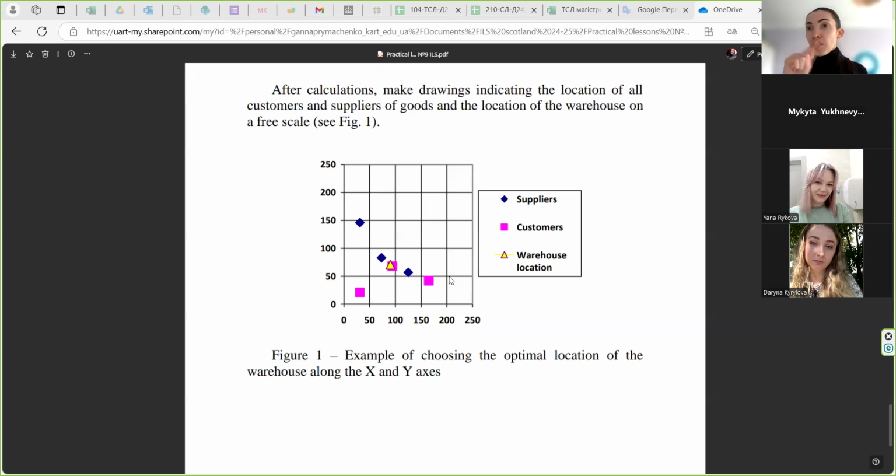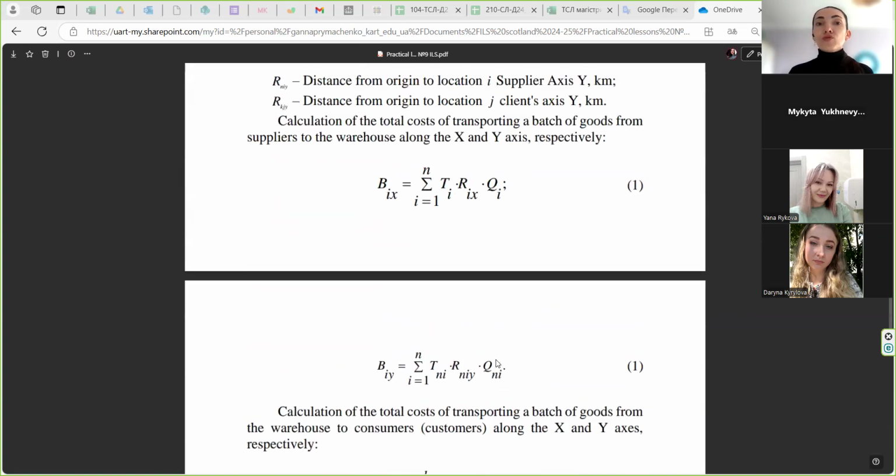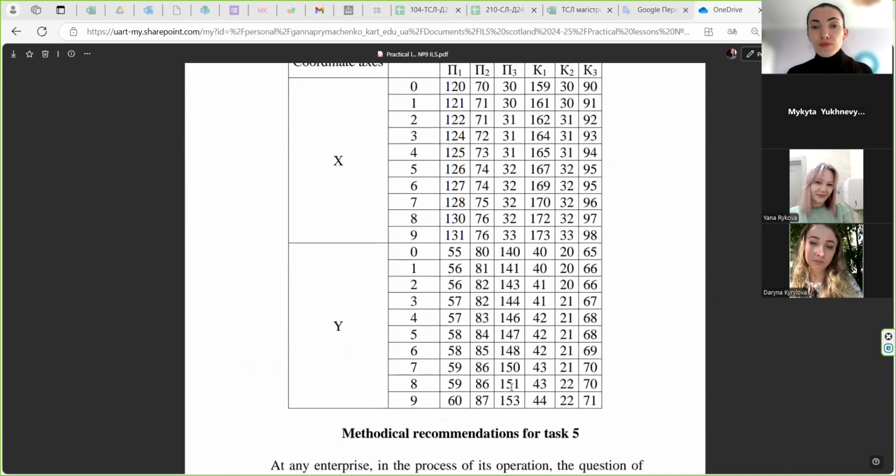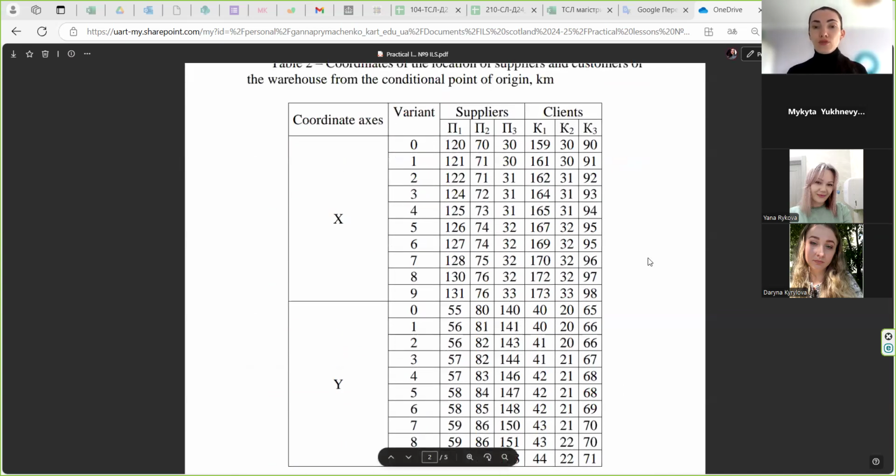Okay, and I come back to your coordinates. It is the example. And I opened table 2, then you can see all variants here, from 0 to 9.